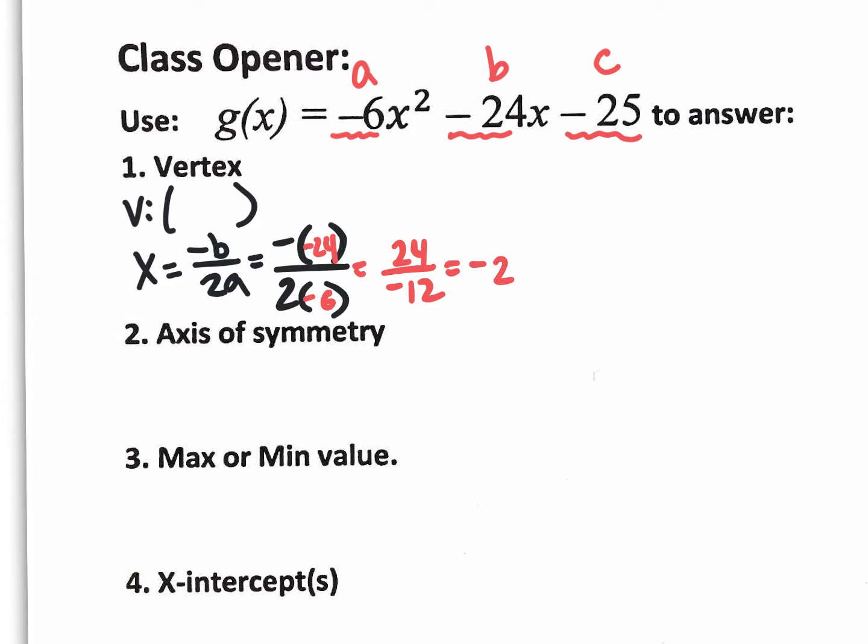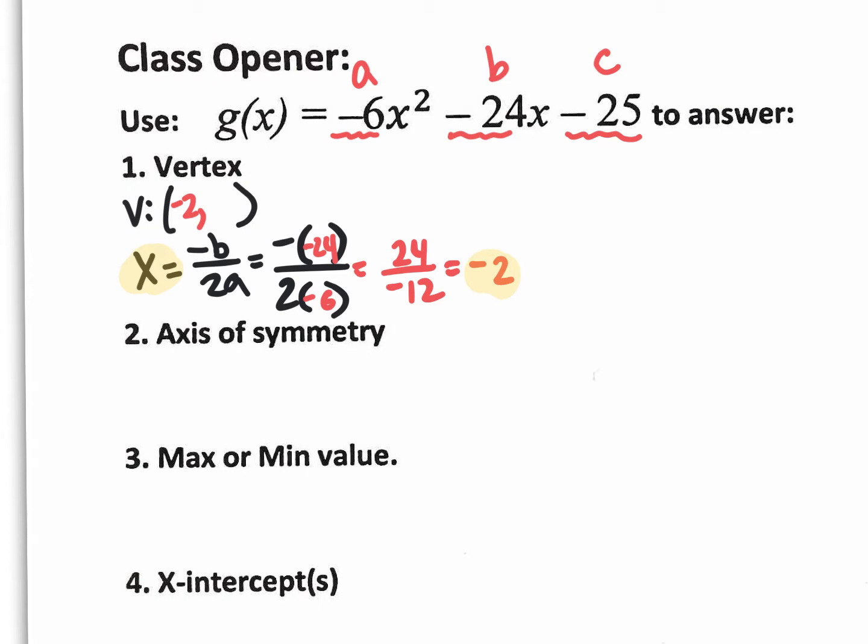Are you with me? All righty. So yes, the x value equals negative 2. We use the formula for that. Negative 2 is the x value of the vertex. We still need to find the y value. On any equation with x's and y's, whenever you have the x value and you want the y value, all you do is plug it in and solve.